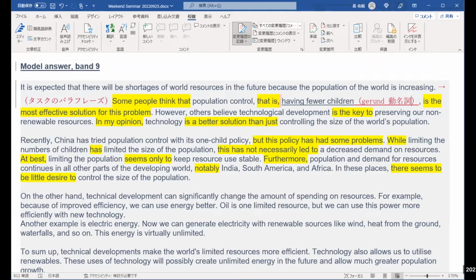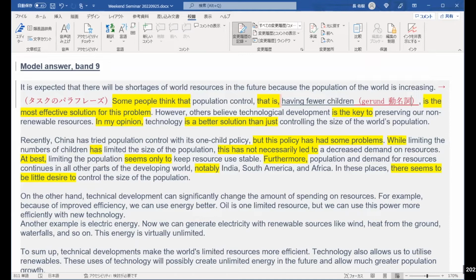This is something that you can do for yourself and practice. Practice explaining an idea by using a gerund and using that connecting phrase, that is, in other words, comma, is the most effective solution for this problem. Okay, effective solution. That is a nice collocation. Those two words go together. Effective, solution. It's a nice linking of two ideas.